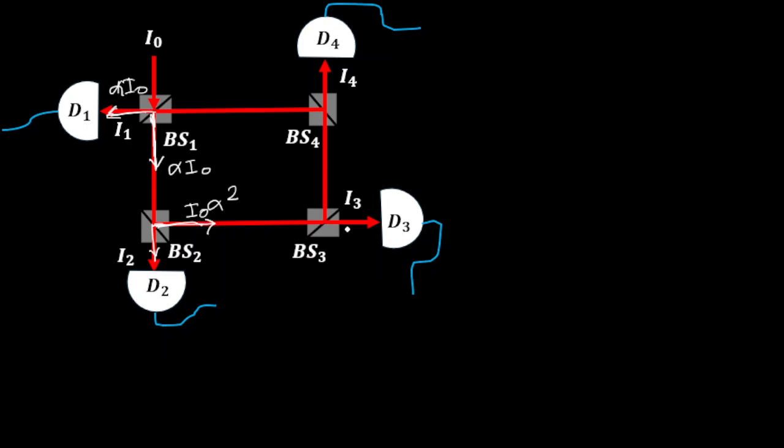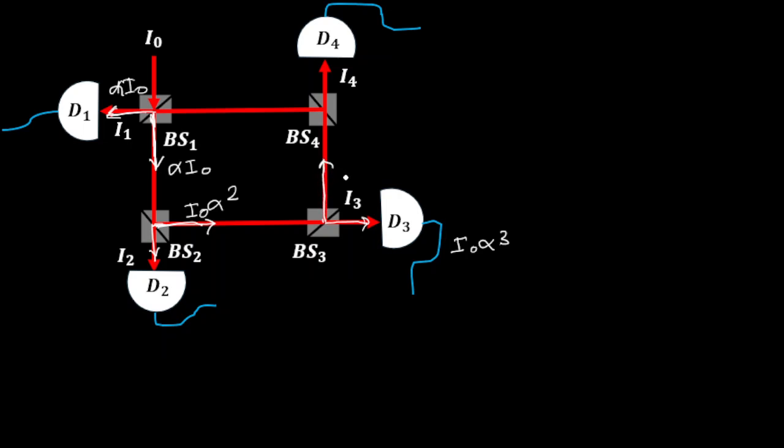When it passes through beam splitter 3, the intensity will be I naught alpha cube, because for beam splitter 3 the incident intensity is I naught alpha square, and when it passes through the beam splitter, the intensity will be this incident intensity into alpha. So it will be I naught alpha cube, and this light goes in this direction and reaches detector 3. At the same time, there will also be reflected light which goes in this direction.